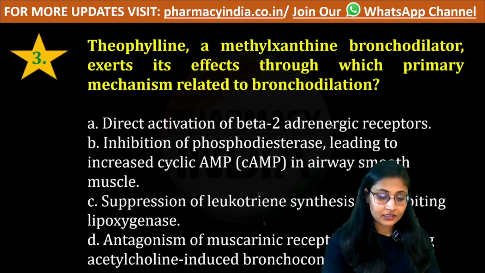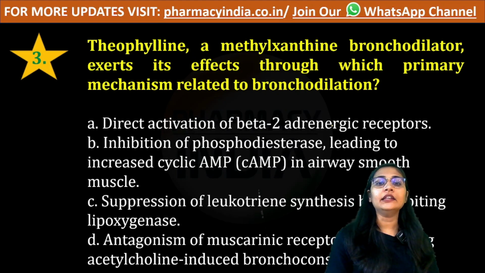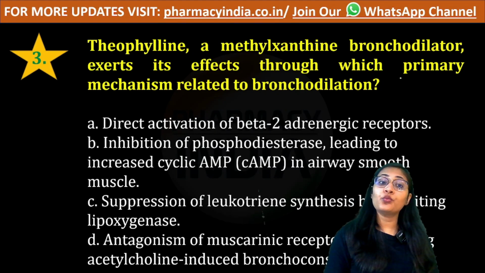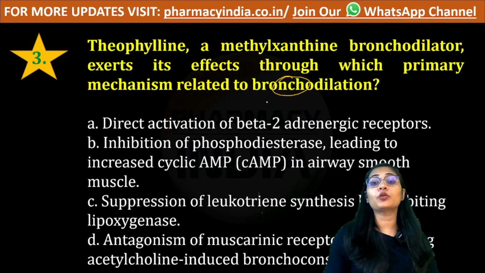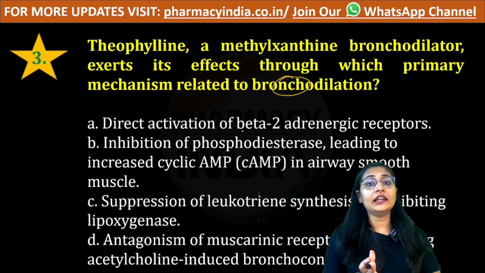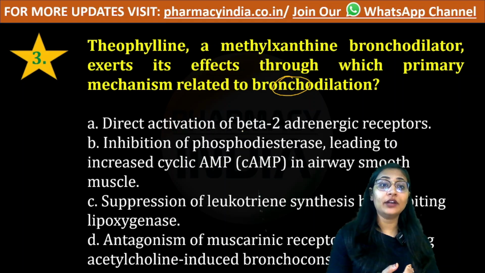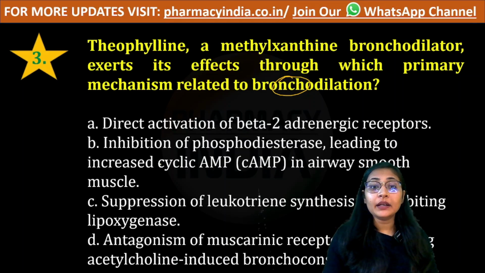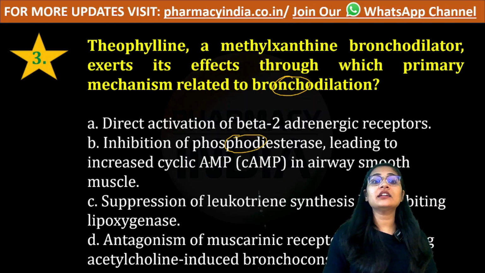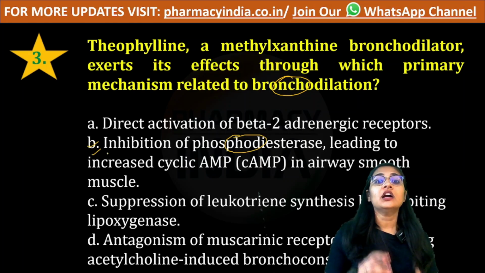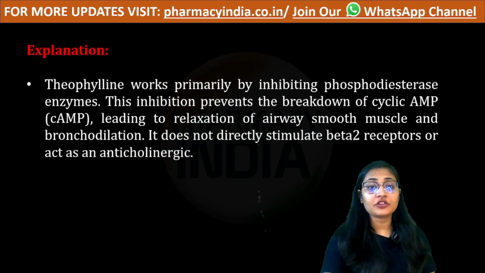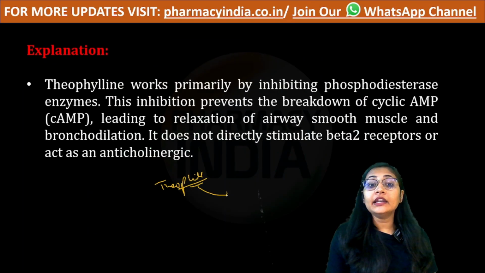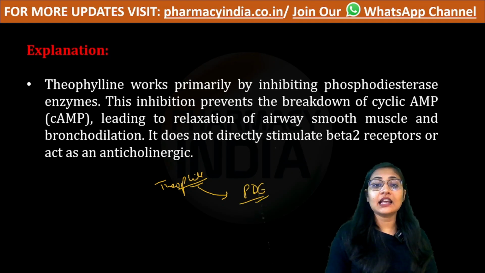Okay. Next, question number 3. Theophylline, a methylxanthine bronchodilator, exerts its effect through which primary mechanism related to bronchial dilation? So theophylline is a methylxanthine bronchodilator. Basically, how it works, it inhibits the phosphodiesterase enzyme. So option B is correct. How does it function? Theophylline inhibits phosphodiesterase enzyme. How?